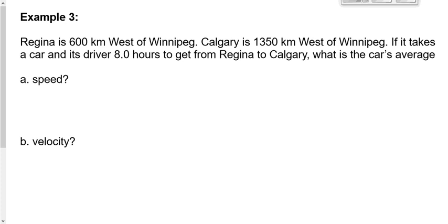It's example number 3 in your booklet. It says Regina is 600 kilometers west of Winnipeg. Calgary is 1,350 kilometers west of Winnipeg. It takes a car and its driver 8 hours to get from Regina to Calgary. What's the car's average speed and velocity?